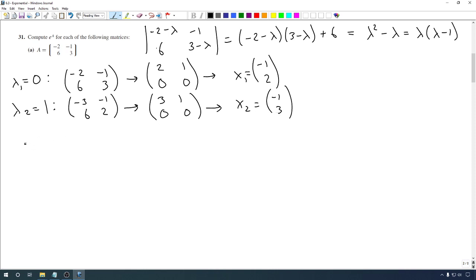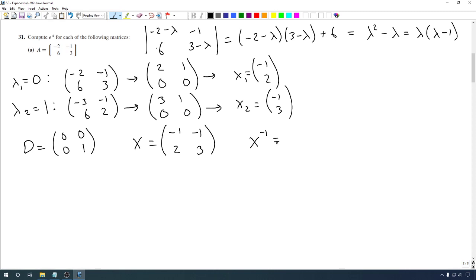So here, my d, remember my diagonal elements are my eigenvalues. I'm going to put the lambda 1 first and then lambda 2, so 0, 1 is my diagonal elements, 0 everywhere else. My x is going to be the eigenvectors in the same order. So negative 1, 2 is my first column, negative 1, 3 is my second column. And here I'm actually going to want to know what is x inverse.